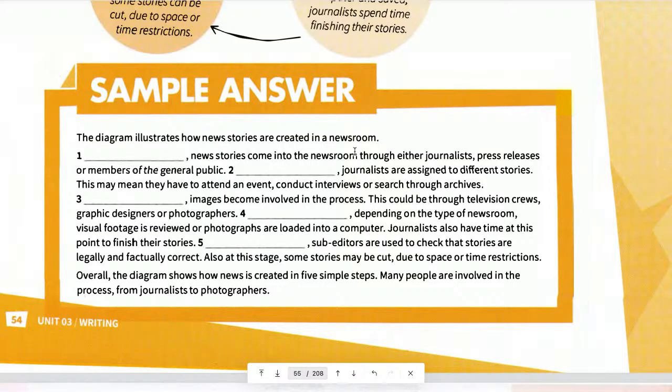Thiên Nga. News stories come into the newsroom through either journalists, press releases, or members of the general public. Yes. News stories come into the newsroom through either journalists, press releases, or members of the general public. Mừng.